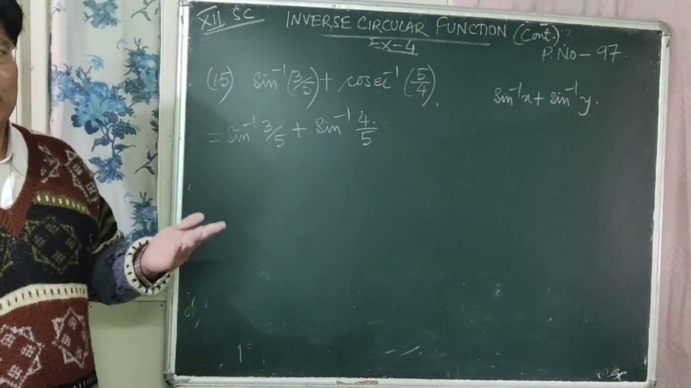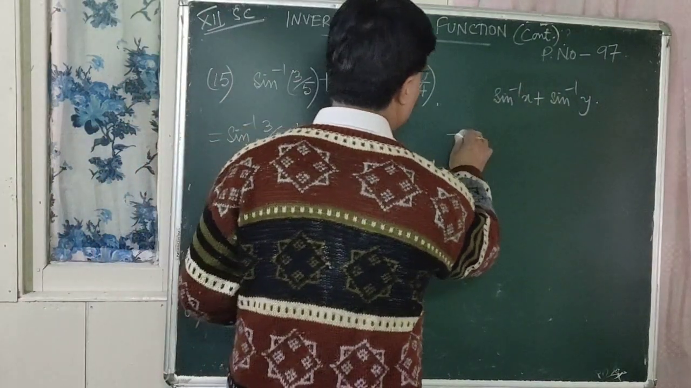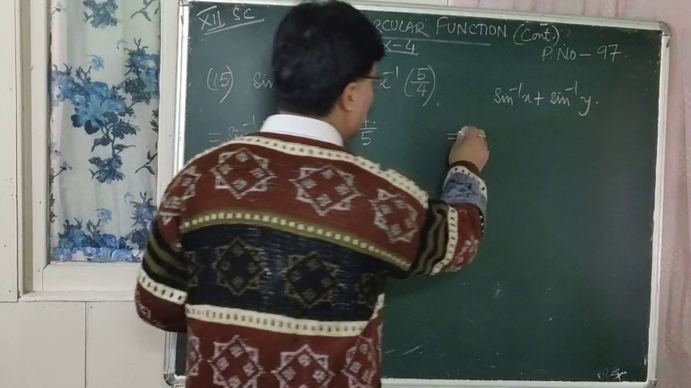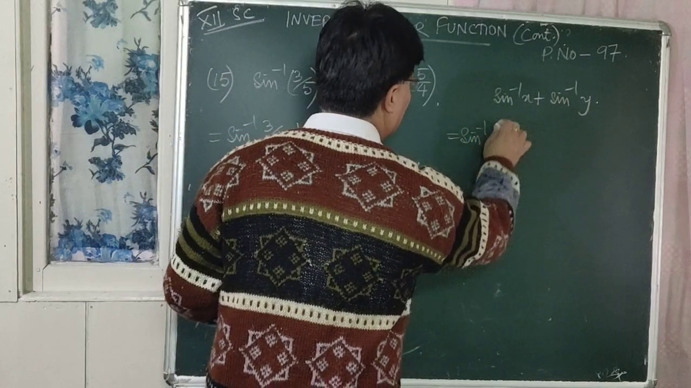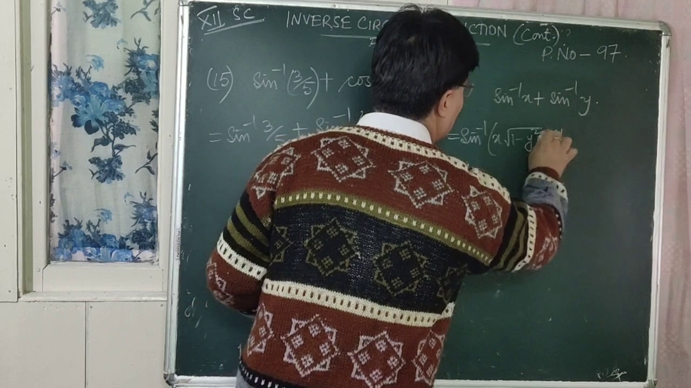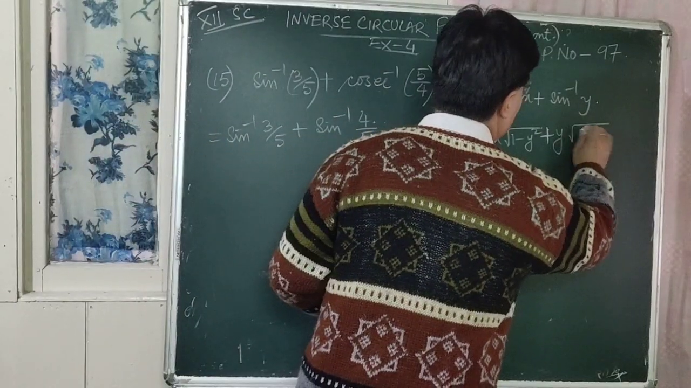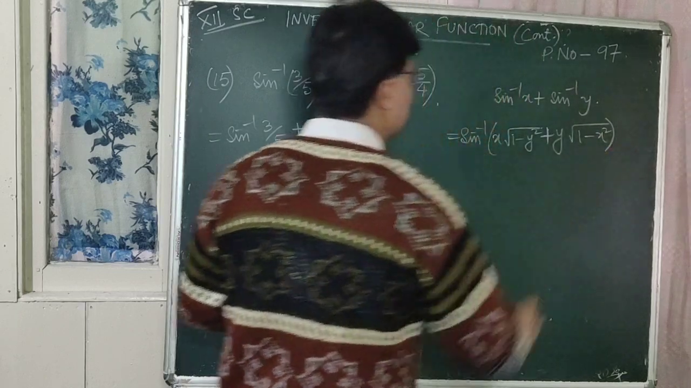It may be 4 number 1, 5 number 1, something like that. You can check it, okay? So what is the formula? Sin inverse x plus sin inverse y? It is sin inverse x root over 1 minus y square plus, then you should write y root over 1 minus x square, right?